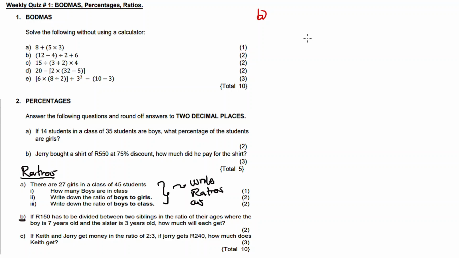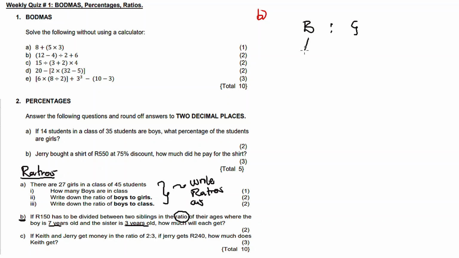So let's read the question on B. We have 150 that has to be divided between two siblings in the ratio of their ages, where the boy is 7 years old and the sister is 3 years old. How much will each get? So I have a boy to girl. The first thing we do is write down the ratio, right?